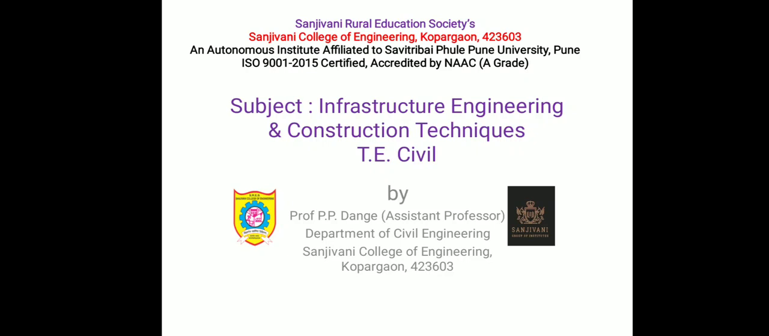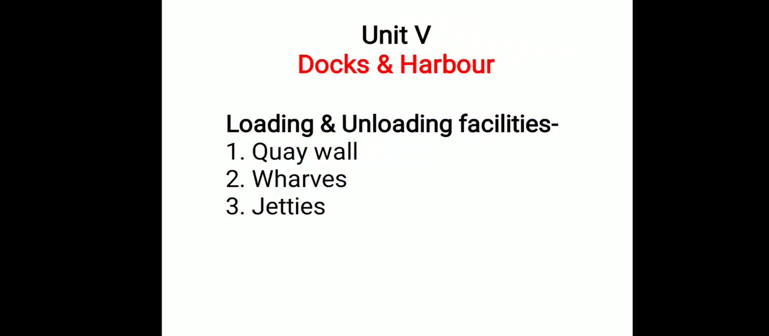So in this lecture, we are going to discuss loading and unloading facilities which are offered at docks and harbor. For loading and unloading, various structures are constructed. Those structures are quay wall, wharves, jetties, dolphins, piers, fenders, etc. We will discuss all these structures one by one.